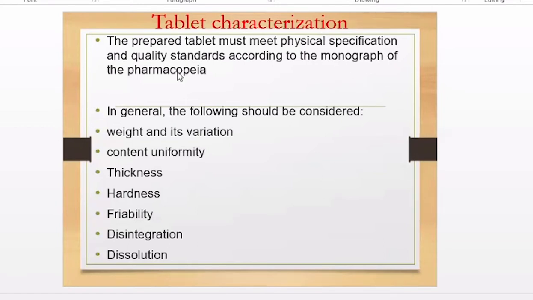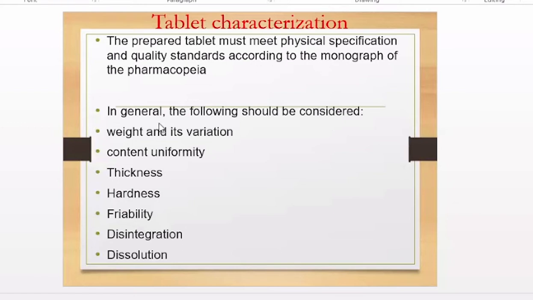So there are different pharmacopeias that are available for use depending on where you are and the preference for that country. So you have the United States pharmacopeia, the British pharmacopeia, the Chinese pharmacopeia, the European pharmacopeia, the Indian pharmacopeia, international pharmacopeia, and so on. So those pharmacopeias are going to specify the quality standards that the tablets must meet for it to be allowed on the market. In general, a number of things are looked at.